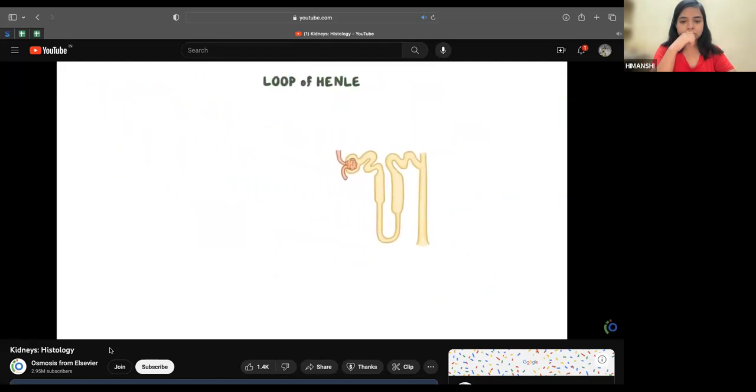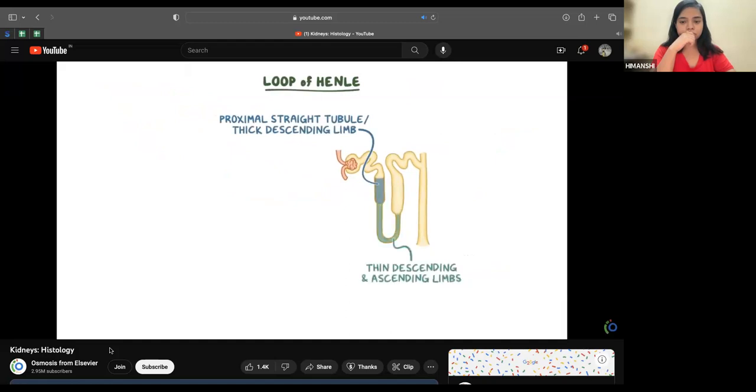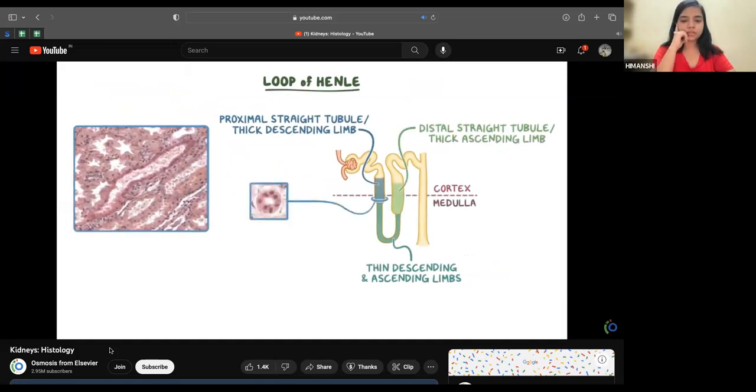Next is the loop of Henle, which can be split into three parts: the proximal straight tubule, or thick descending limb, the thin descending and ascending limbs, and the distal straight tubule, or thick ascending limb. The thick descending limb starts in the renal cortex and moves down into the renal medulla, which is from where this cross-section and longitudinal section of the tubule were taken.